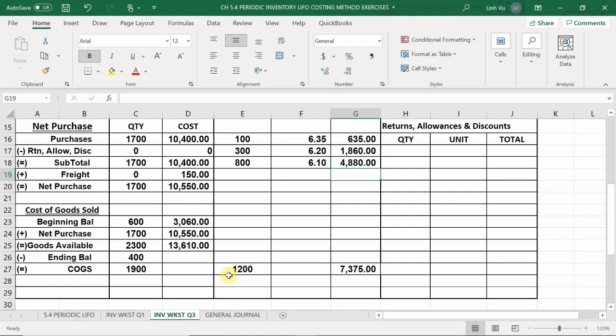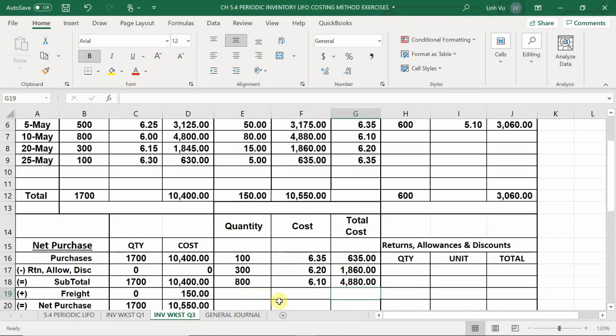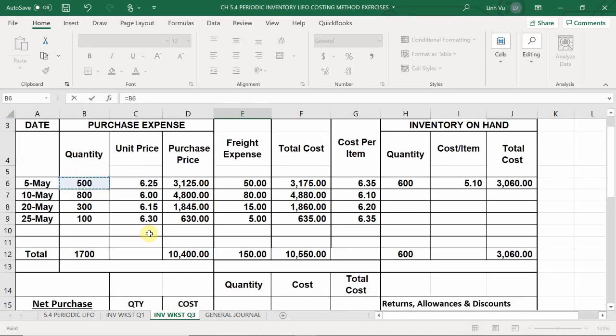How many more do we need to go? We need 700 more, right? So let's go ahead and take a look. We got rid of these 3 batches of inventory here. What's left in my purchases? 500. You have the 500. So in this case, I'm going to get rid of that entire 500 because that's all I have left for my purchases.